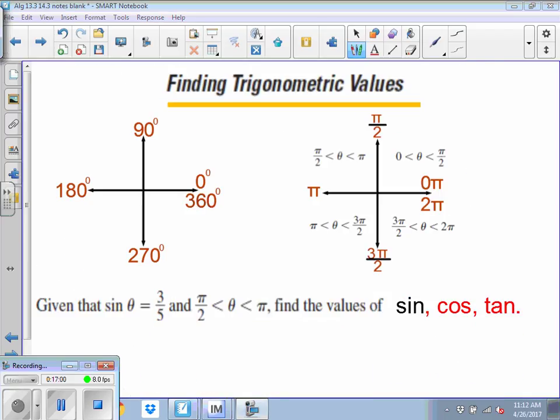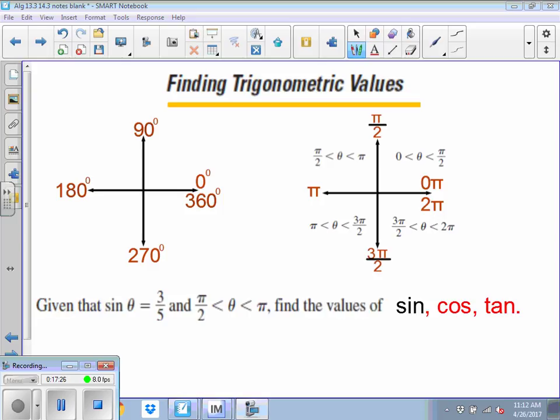Okay, this is continuing on what we're doing right now, except that they give you a little bit different information. What you need to understand is where the angle measures are on the axis in degrees and in radians. Okay?